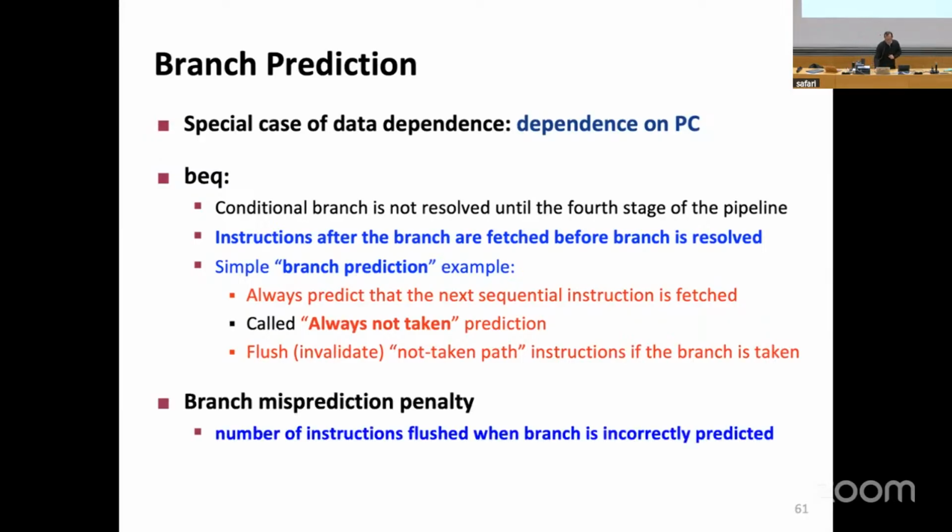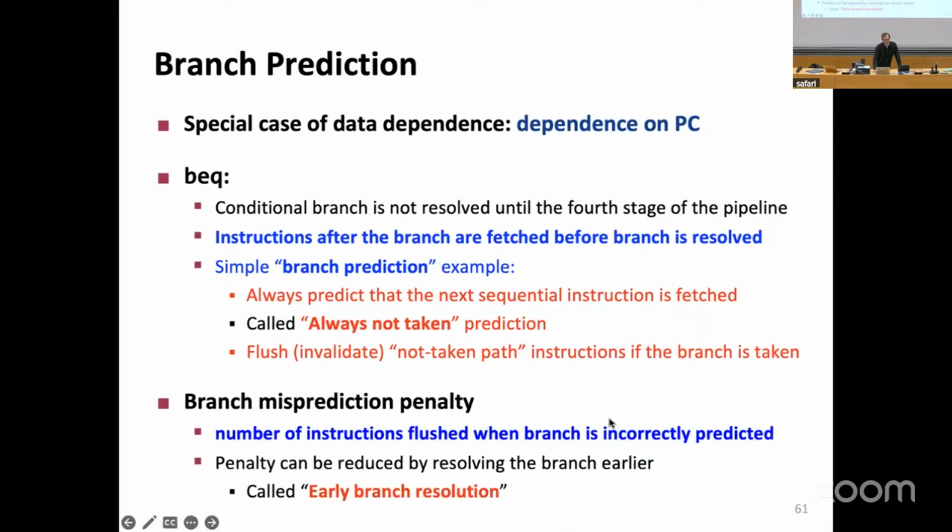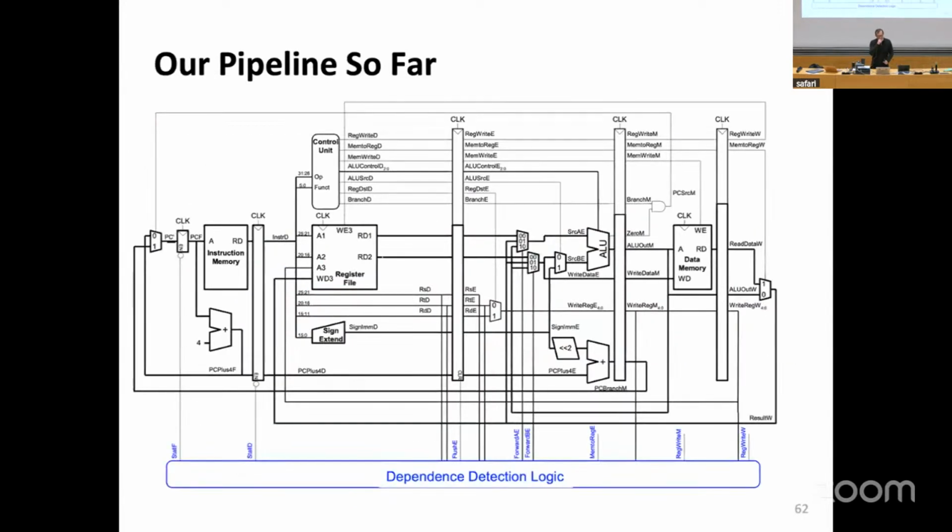So we know how to actually clear registers now, right? Okay? So basically, there's a misprediction penalty: the number of instructions flushed when a branch is incorrectly predicted. The penalty can be reduced by resolving the branch earlier. This is also called early branch resolution. Now let's take a look at that a little bit. This is our pipeline so far. A branch instruction, look over here. It's actually a conditional branch, and it is resolved over here. Essentially, it's really updating the PC over here.